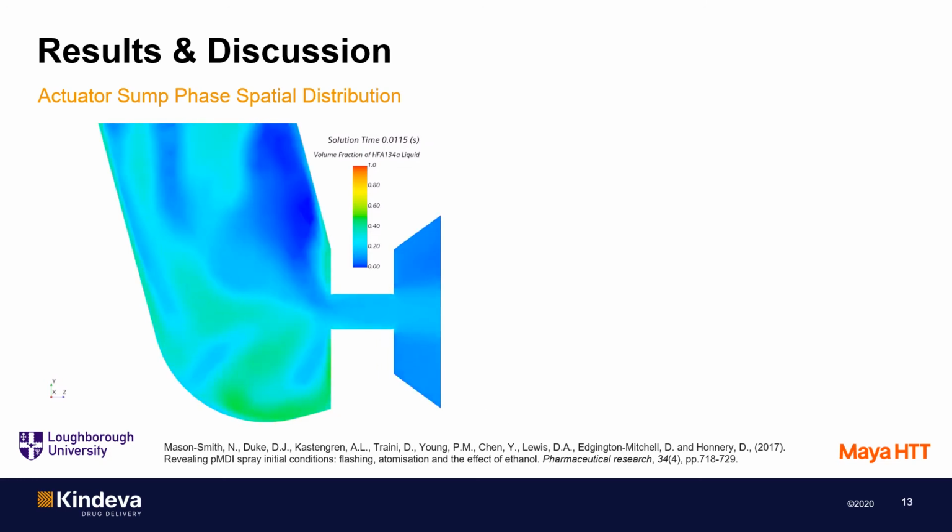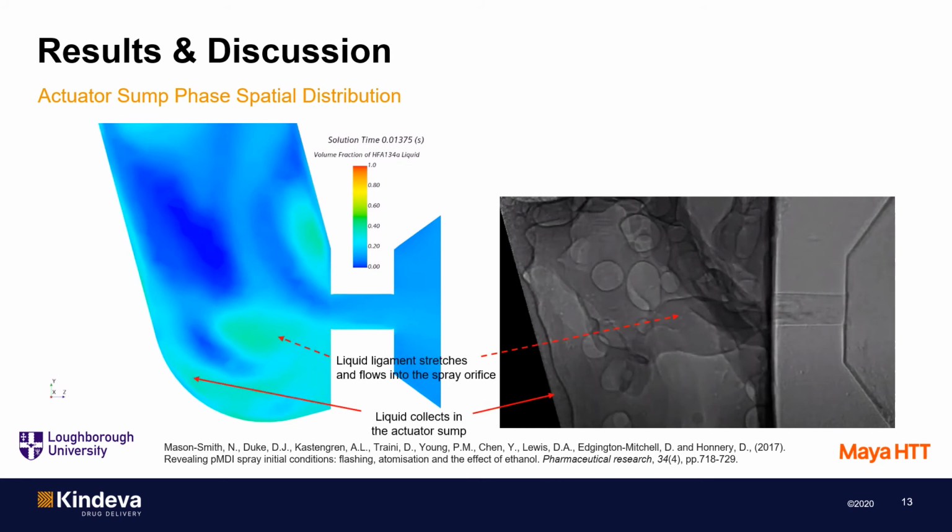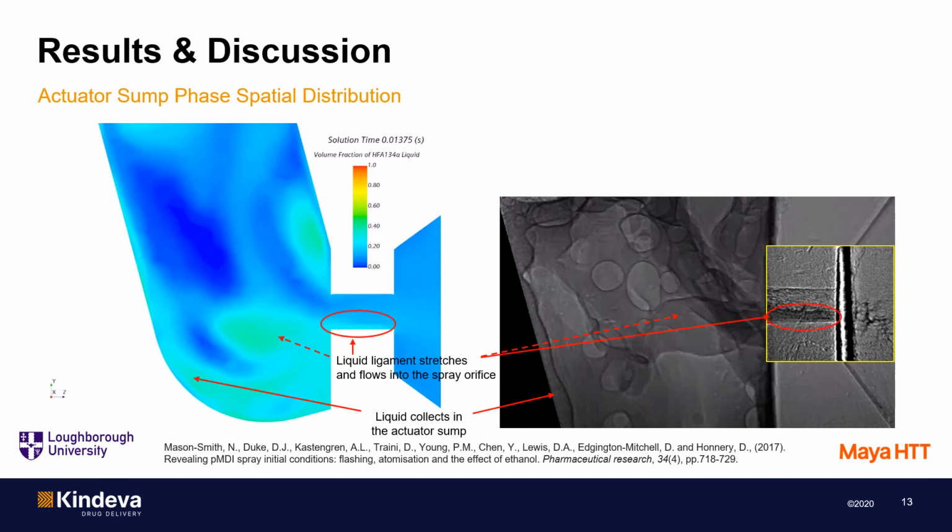As the actuation time proceeds, the fluid collected at the bottom of the sump, along with other liquid segments floating in this region, form stretching precursor ligaments and make their way into the spray orifice, forming a layer attached to the spray orifice wall. This is in line with experimental observations, suggesting that the relative amounts of liquid and vapor will strongly affect the primary atomization.